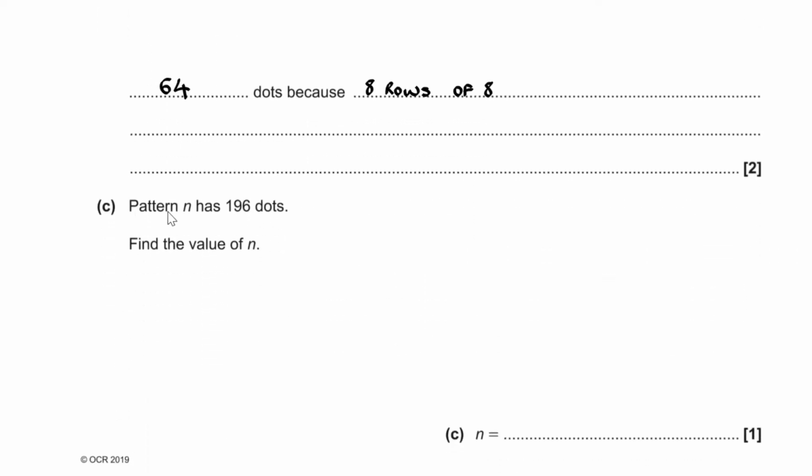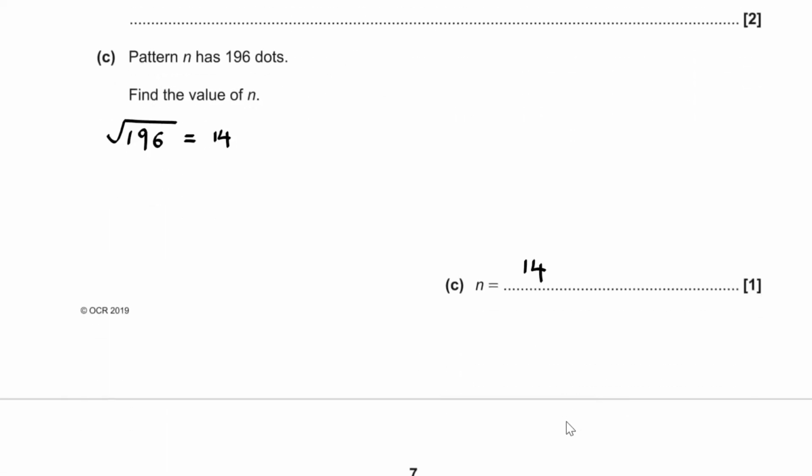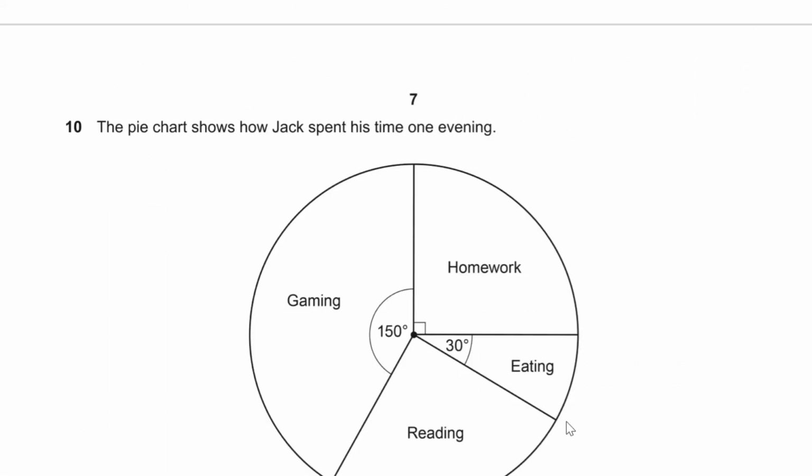And for part C, pattern N has 196 dots, and we have to find the value of N. Well, here, if we know the number of dots we have, we can square root that to find out the pattern number. So the square root of 196, you'd find that to equal 14, and therefore here, N is equal to 14.